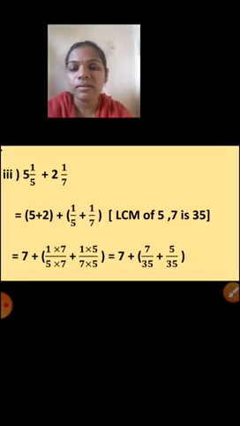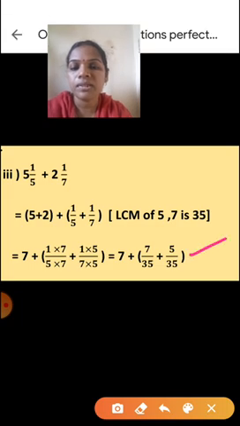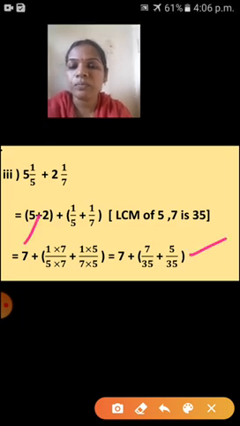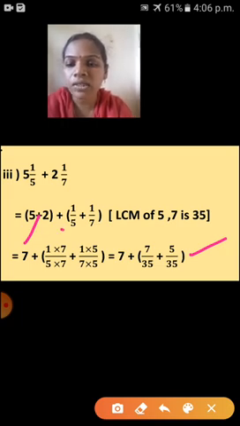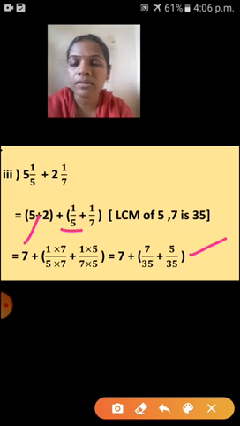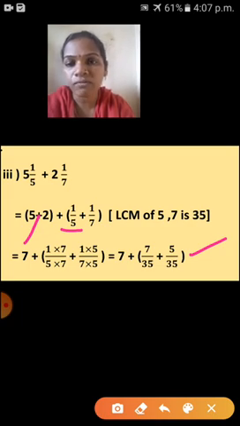So children, the third step. So 5 plus 2, 7 plus, and here 1 upon 5. First fraction is what? 1 upon 5. LCM is what? 35. So which number will come as the denominator? 35. And here in the first fraction, 5 is there as the denominator. In denominator 5 is there. So you have to convert that 5 into 35.